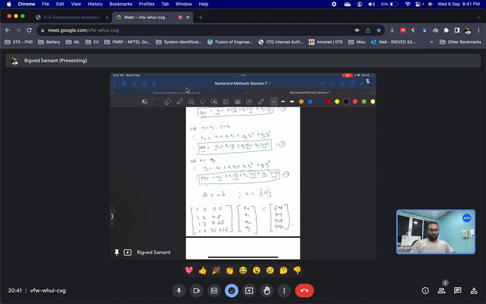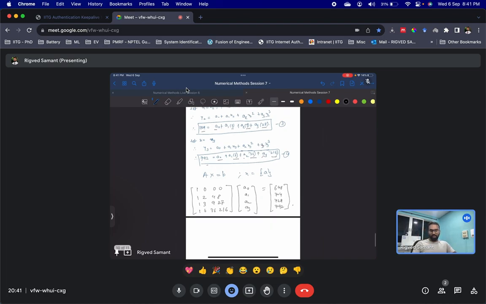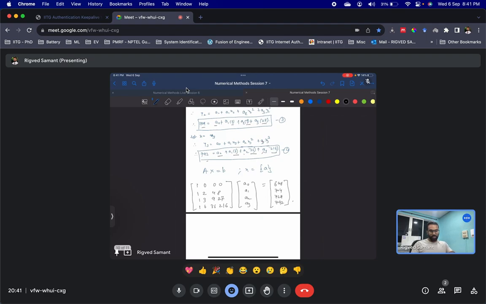Okay, so now you can easily, straightforwardly take these equations. So how you were finding out the coefficients is equal to (A transpose A) inverse into A transpose into B.